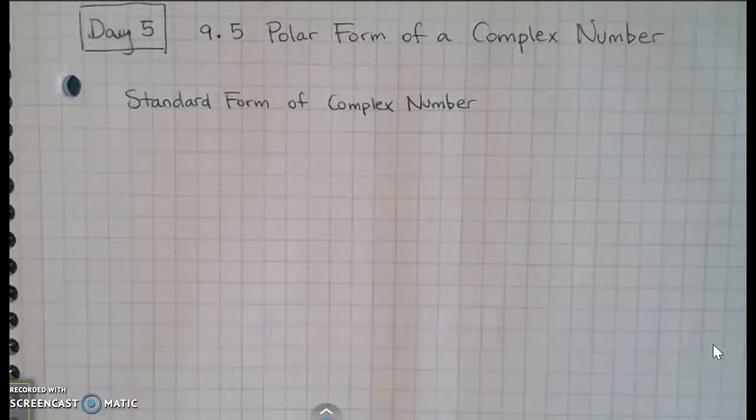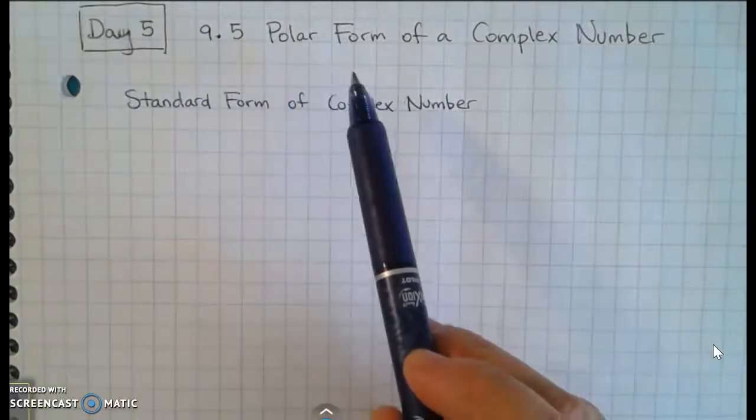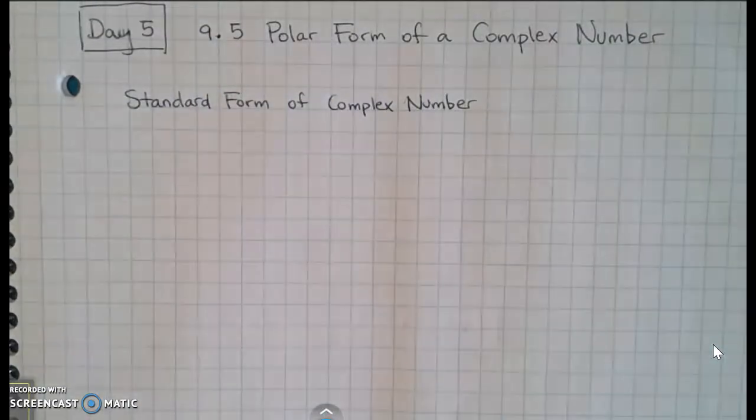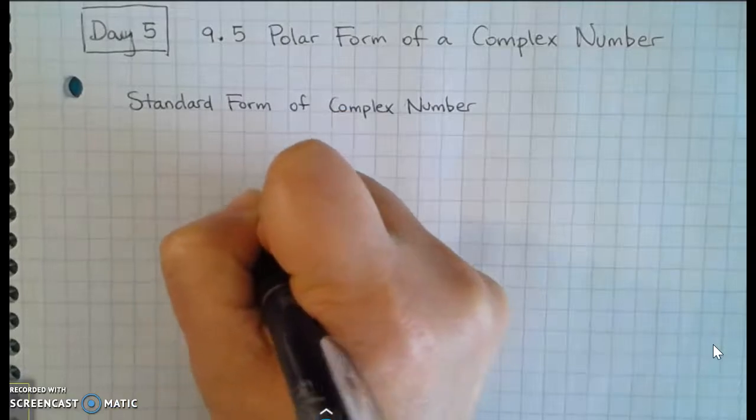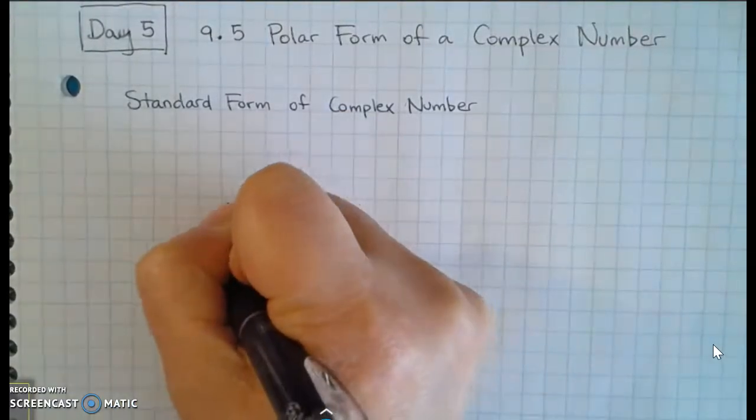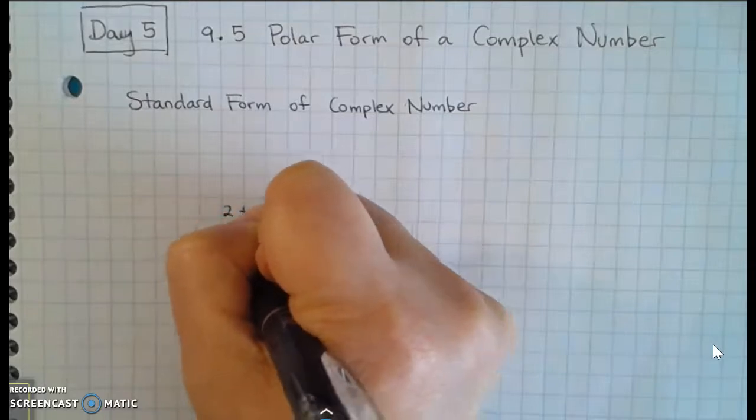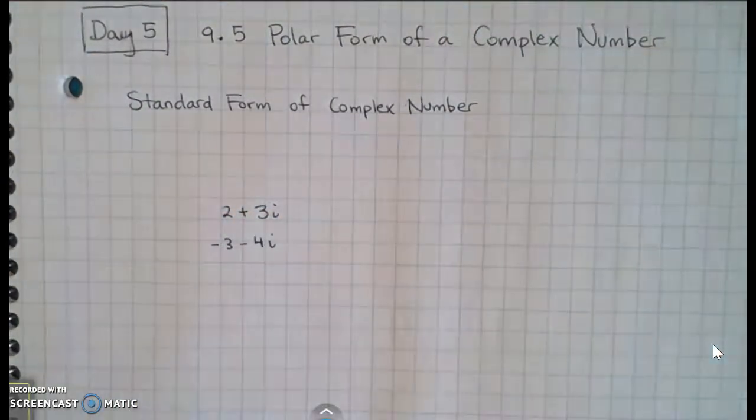Hello everyone, this is the first lesson recording for day 5 and we're going to be tackling 9.5, polar form of a complex number. So if you recall standard form of a complex number, can you give me an example of a complex number? It could be something like 2 plus 3i, right? Or it could be something like negative 3 minus 4i. Okay, they are all complex numbers.